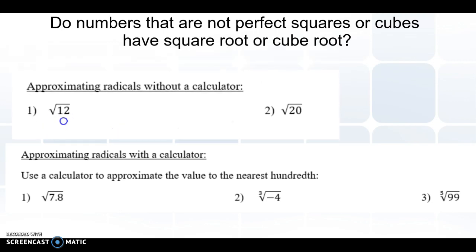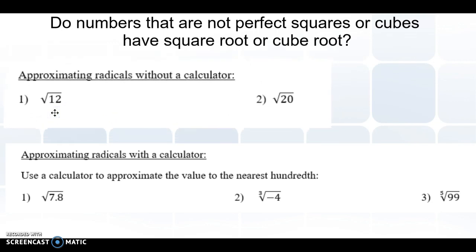Approximating radicals without a calculator. Square root of 12. What does that mean? If I ask you to go run the square root of 12 miles, what are you going to say? No. First of all, probably no. And second of all, square root of 12, I don't know what that is.